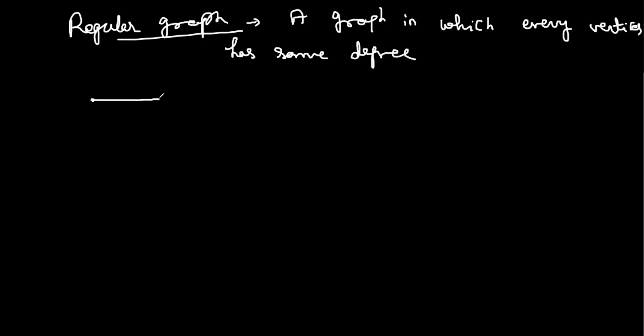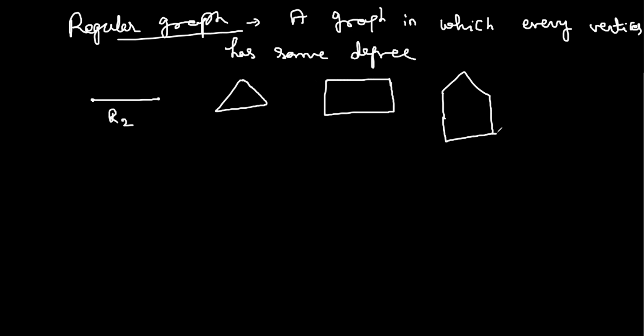For example, this is a regular graph. This is R2, because each vertex has degree 2. This is also R2. This is also R2. So the number of vertices doesn't matter. Each vertex has degree 2. You can see degrees 2, 2, 2, right? Similarly, 2, 2, 2, 2, right?